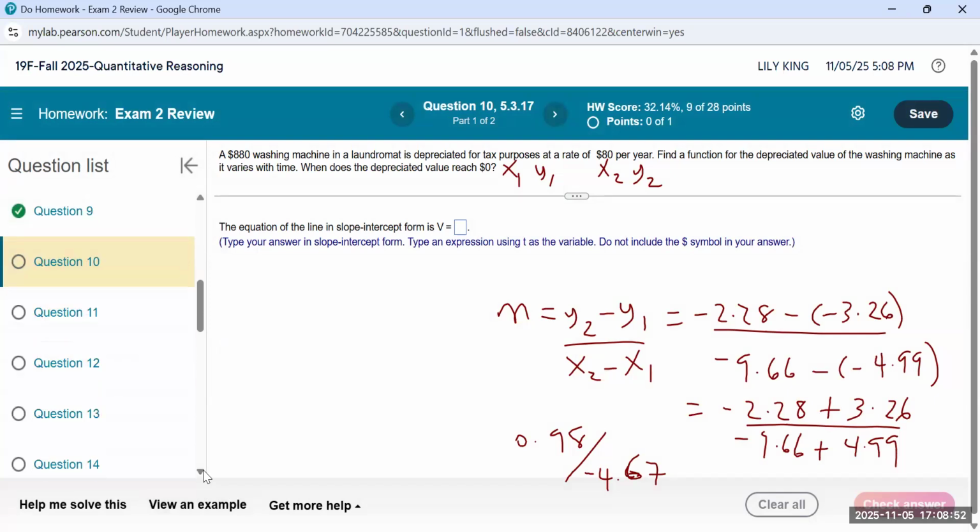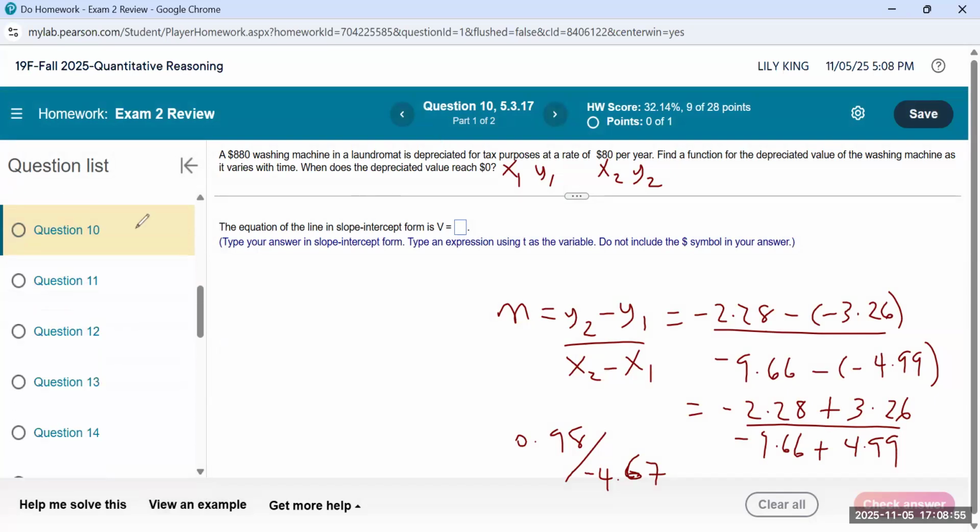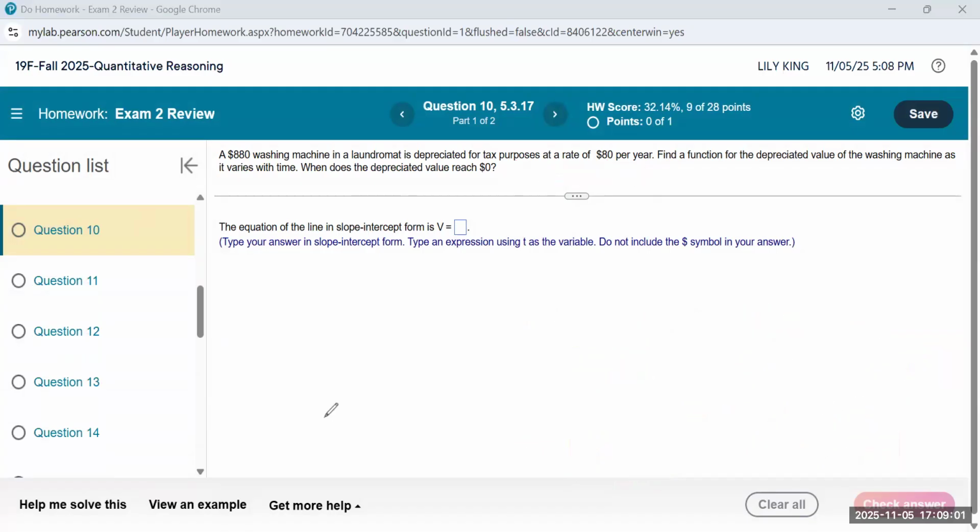All right, question 10. Here we have to write an equation of the line in slope-intercept form. So slope-intercept form is the linear function, in the form y equals mx plus b, using v and t as the variables in the equation. So v is the dependent variable. We need to find our recurring change, which is $80. How the amount is changing with respect to the time.